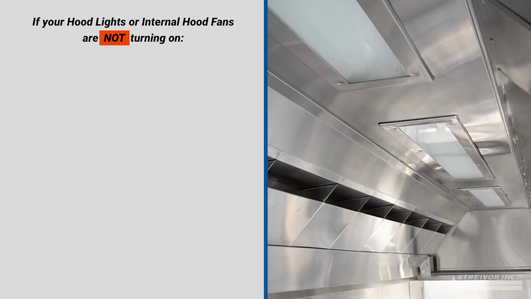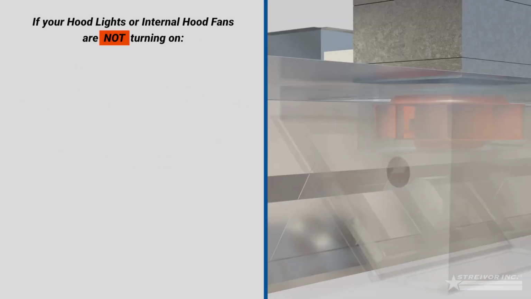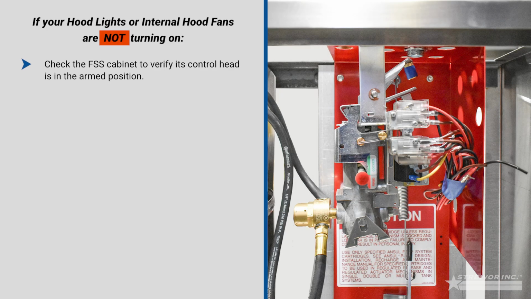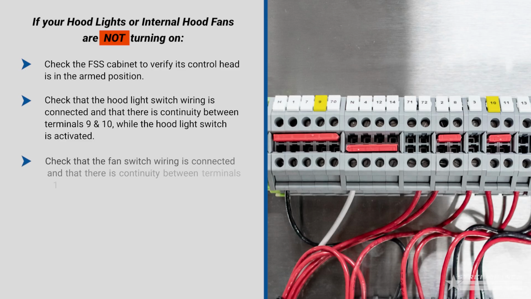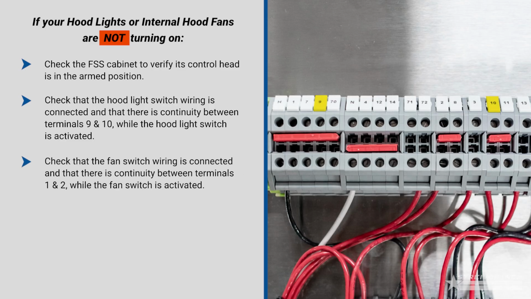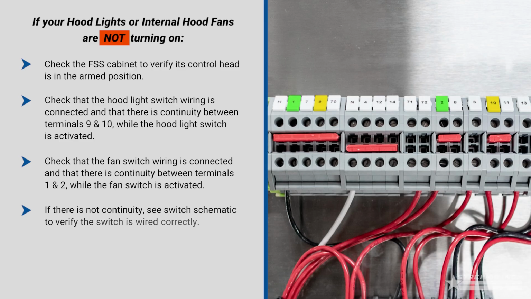If your hood lights or internal hood fans are not turning on, check the FSS cabinet to verify its control head is in the armed position. Check that the hood light switch wiring is connected and that there is continuity between terminals 9 and 10, while the hood light switch is activated. Check that the fan switch wiring is connected and that there is continuity between terminals 1 and 2, while the fan switch is activated. If there is not continuity, see switch schematic to verify the switch is wired correctly.